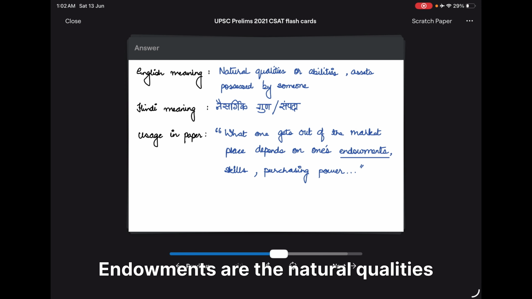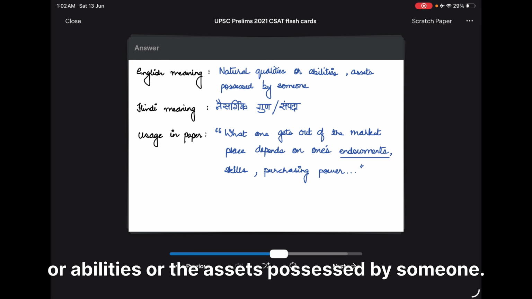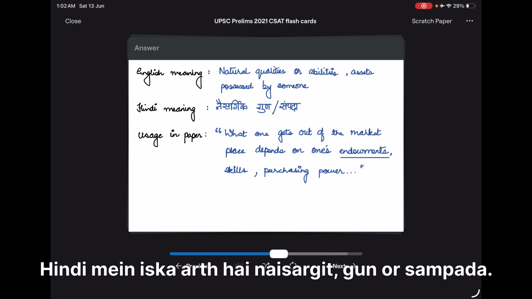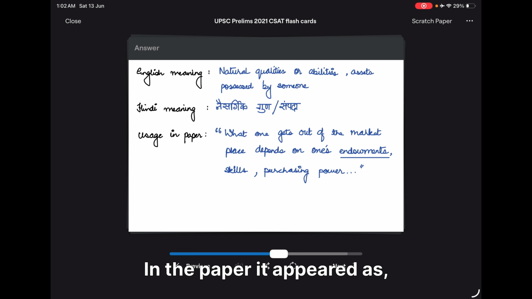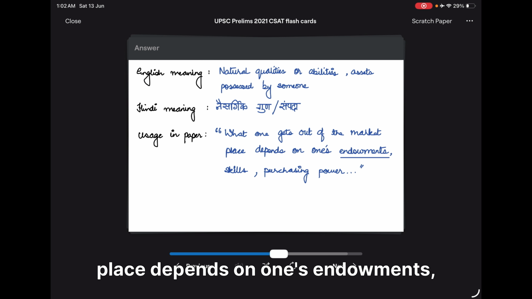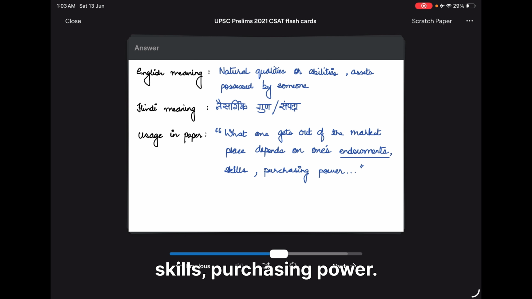Next word is endowments. Endowments are the natural qualities or abilities or the assets possessed by someone. हिंदी में इसका अर्थ है नैसर्गिक गुण या संपदा. In the paper, it appeared as what one gets out of the marketplace depends on one's endowment, skills, purchasing power.